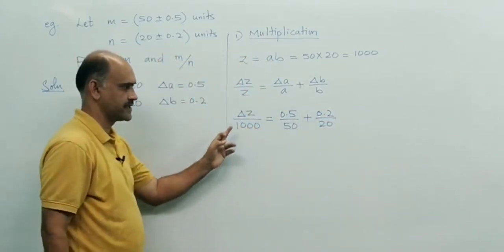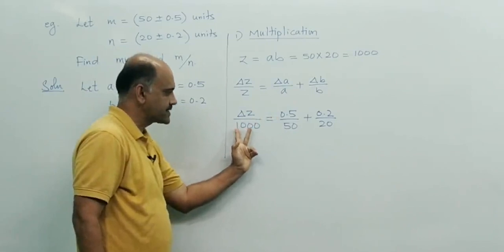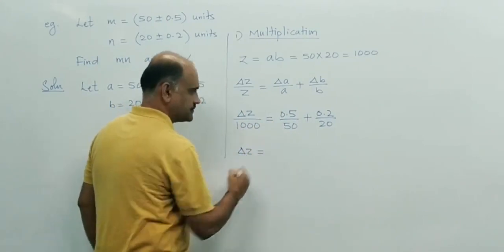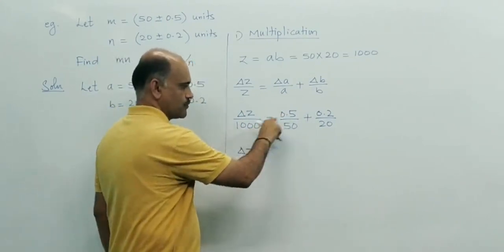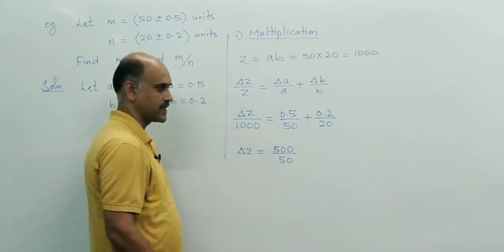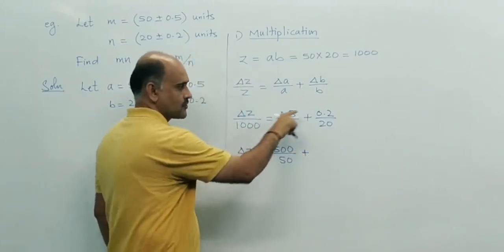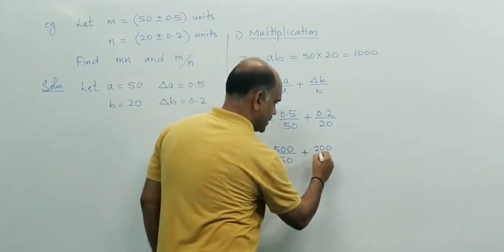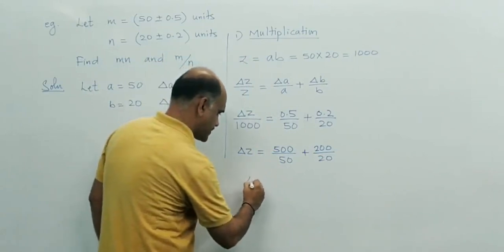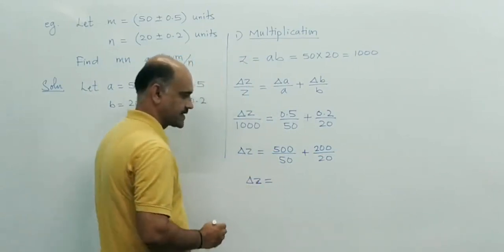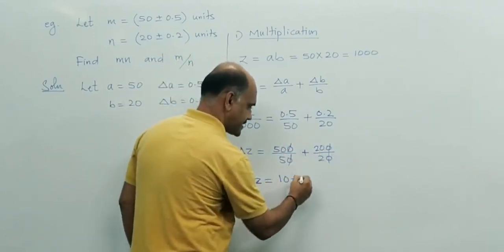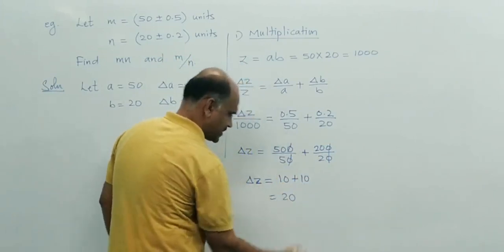Now you can divide this, or else I will multiply 1000 to both the terms. So delta Z will be equal to: if I multiply 1000 to 0.5, you will have 500 divided by 50, plus, if I multiply 1000 to 0.2, you will have 200 divided by 20. Now if I simplify this, the 0 gets cancelled, so you will have 10 plus 10. So delta Z is 20.